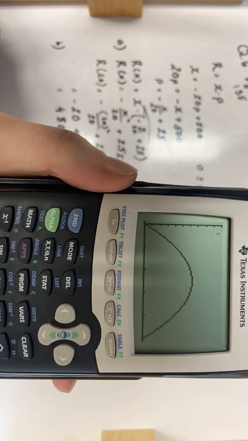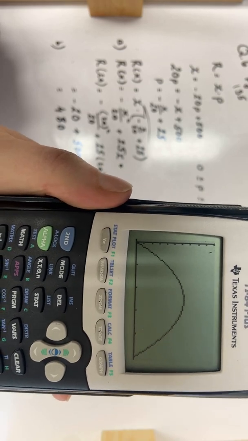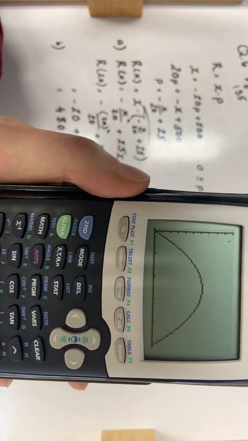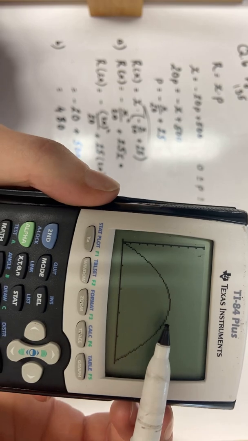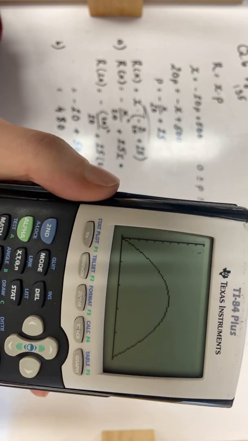All right, so that's it. That is my function graphed on my graphing utility. So that is part C of the question done. Part D asks me to work out the maximum value. So in other words, I want the value of x that maximizes revenue, and to find that maximum revenue. In other words, I want the maximum value of this curve.